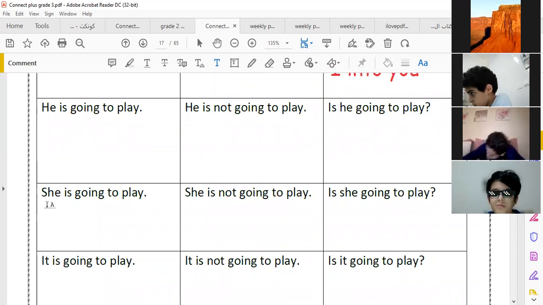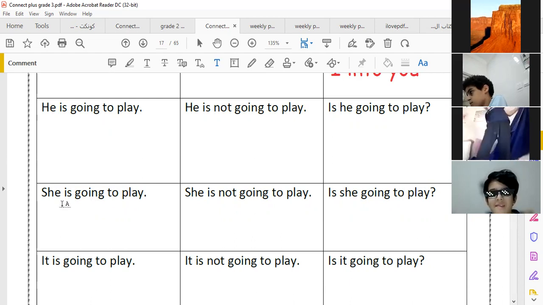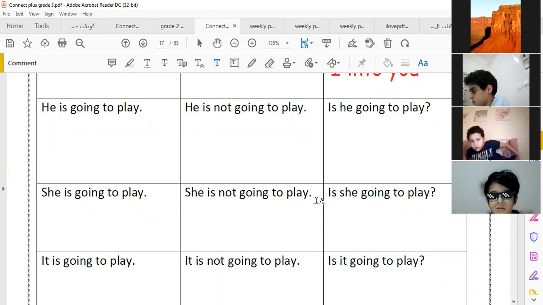The same with she. She also takes is. After that, we put going to. After that, we put the verb without s, without ing, without ed. We call it infinitive. Infinitive is the verb without any ending. She is going to play. When we want to make negative, once again, negative means no, we put not after verb to be. She is not going to play. Don't forget the capital letter. Don't forget the full stop.